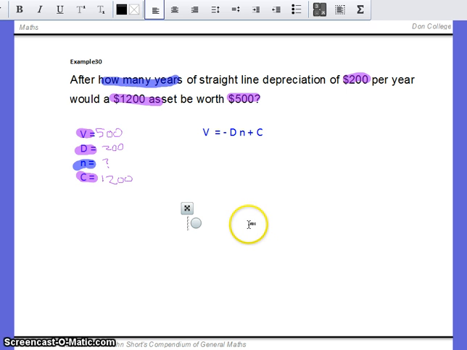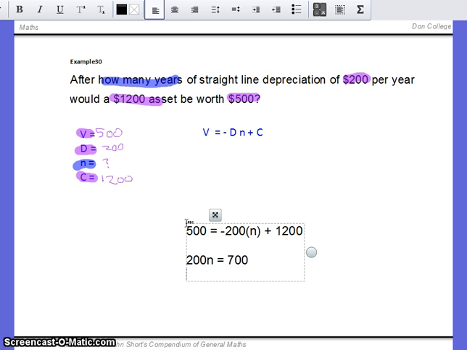So V is 500, which is equal to minus 200 times n, which we don't know, plus 1,200. Now if we rearrange that equation, we're going to get 200n equals 1,200 minus 500 will be 700. So n is equal to 700 divided by 200. So n is 3.5 years. You can use the solver on your calculator to work this out, but if you're asked to do it algebraically, you would need to show some working.